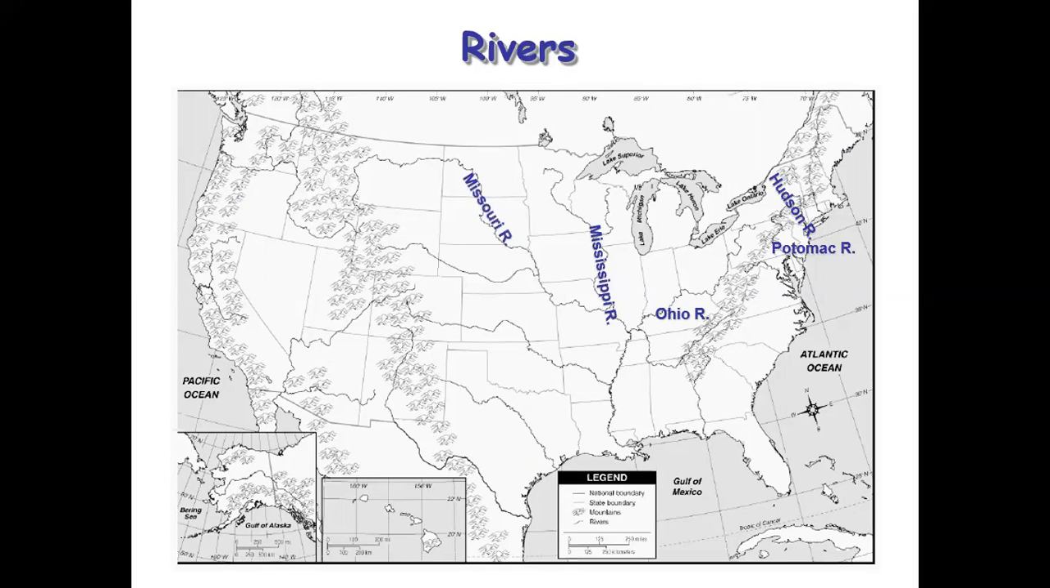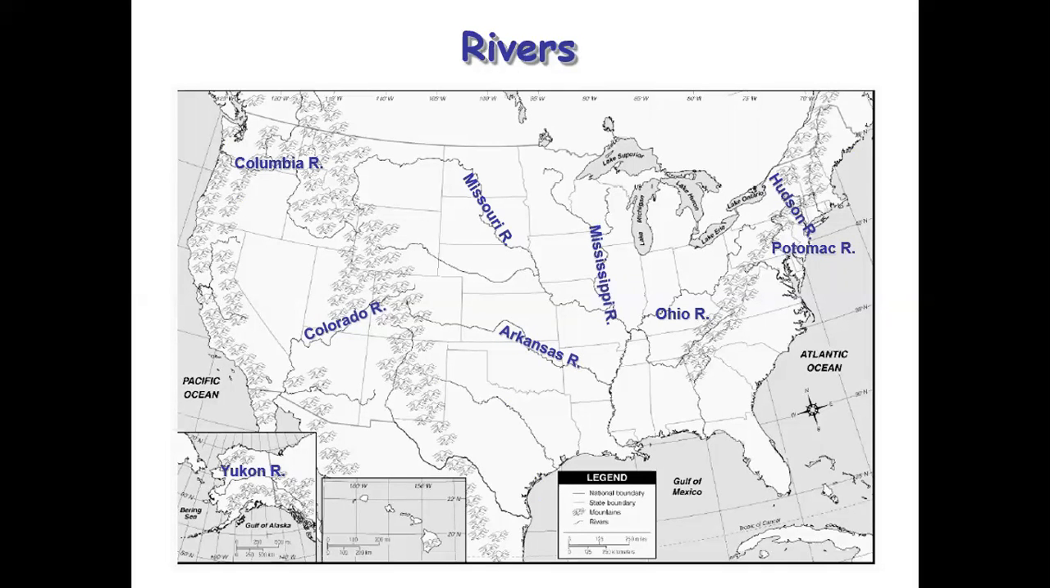The Missouri River, that gets us up into the northwest a bit. The Arkansas River gets us right through the center. The Colorado River. And we also have the Columbia River. These are the biggest ones in the lower 48 states.